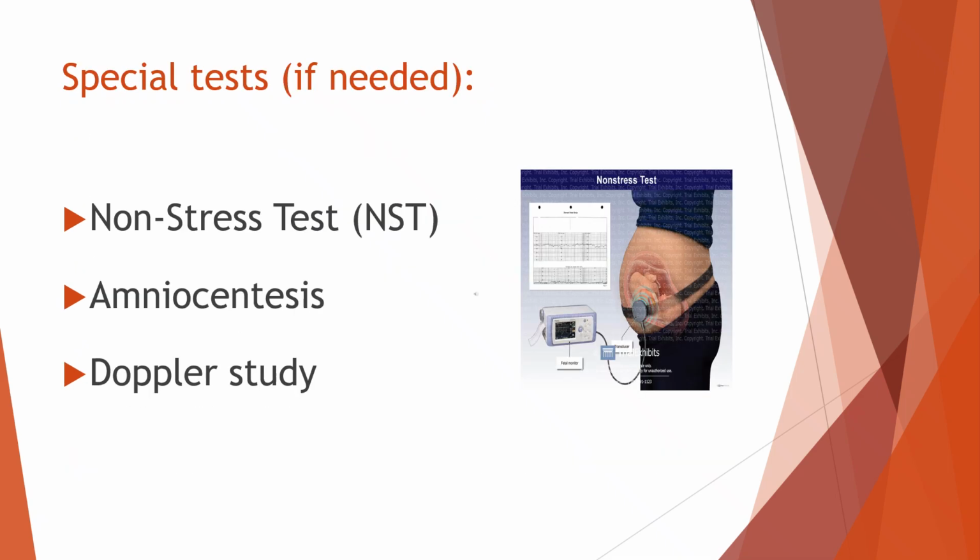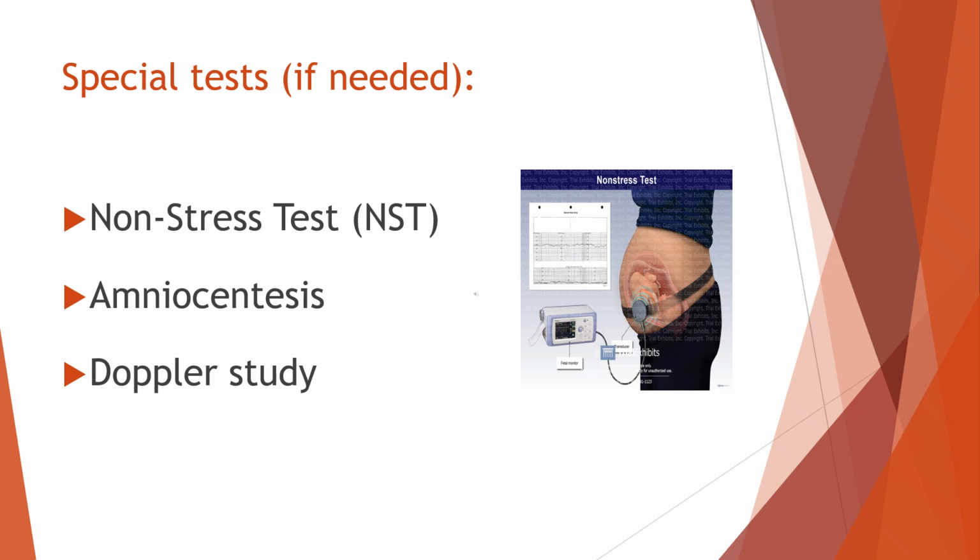Sometimes in a high-risk pregnancy, the doctor may recommend some special tests to check the baby's condition more closely. These tests help in finding out how well the baby is growing and whether the baby is getting enough oxygen and nutrients. Non-stress test, NST. This test records the baby's heartbeat while the baby is moving inside the womb. A healthy baby's heart rate usually increases when it moves. The NST helps doctors know if the baby is getting enough oxygen and is safe inside the uterus.